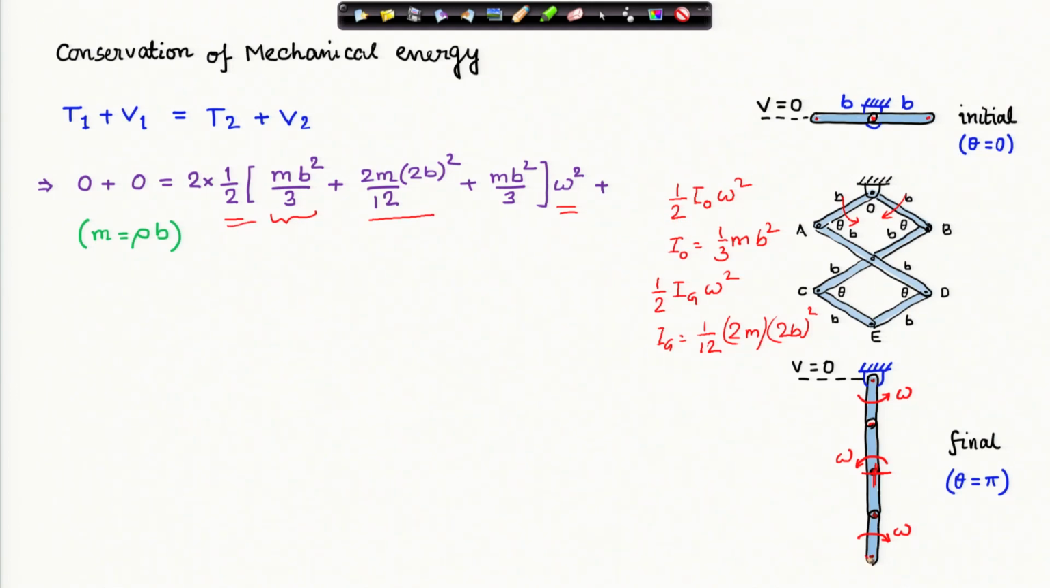Similarly, this point E at the bottommost point has also come to rest. Therefore, I can write for the two bottom bars the kinetic energy as half I_E omega square, and I_E is 1/3 m b square.